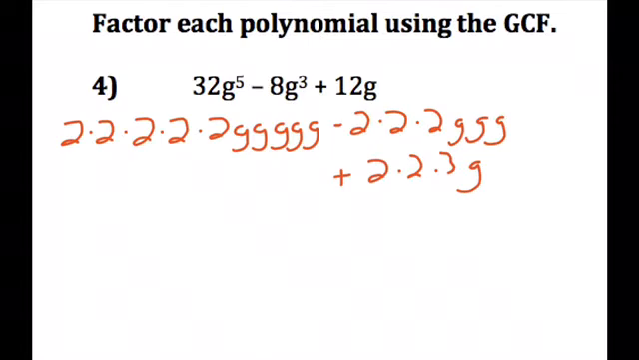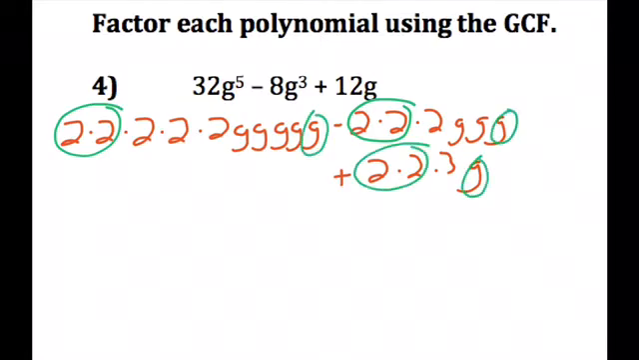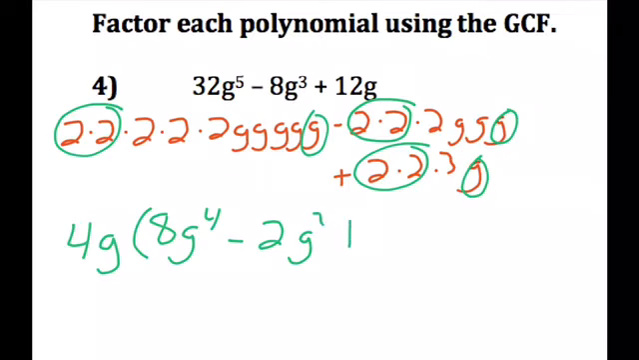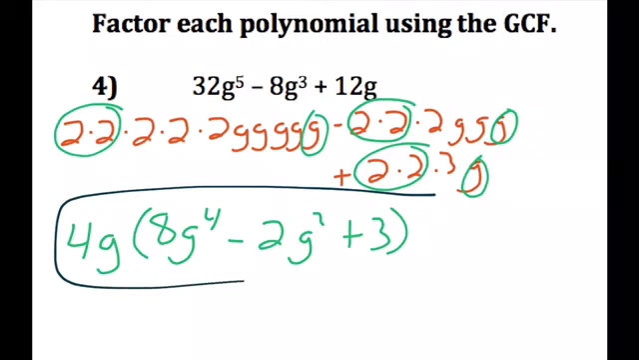Okay, so they have in common, they each have two 2's. This one has 2 2's, and this one has 2 2's. And they each have a g. So my GCF is 4g, that goes on the outside. I'm left inside with the first term, 8g to the fourth minus 2g squared plus 3. This is my answer for number 4.